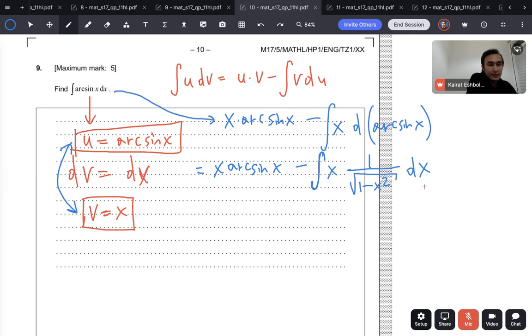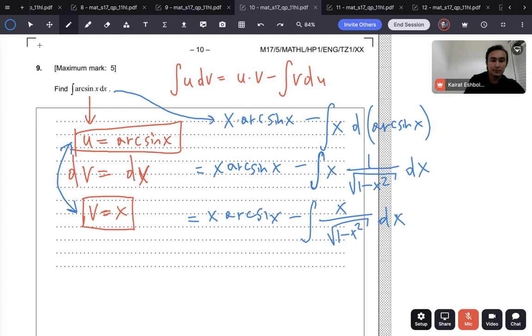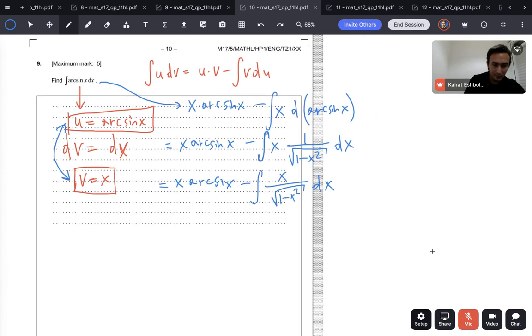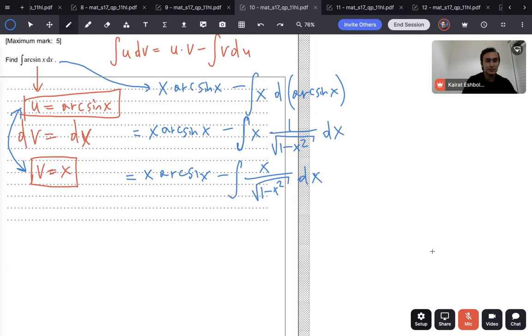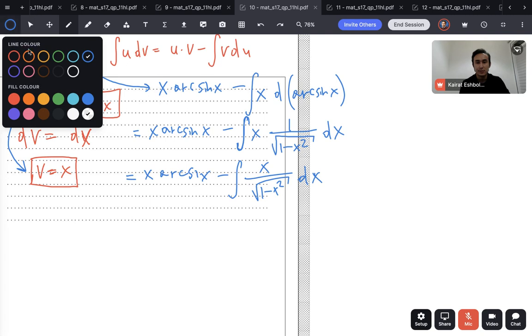Okay, so let's find this integral. That's equal to x arc sine x minus, let's just put this nicely like this, the integral of x over square root of 1 minus x squared dx. Now this last integral can be done using u substitution. So how is it going to work?